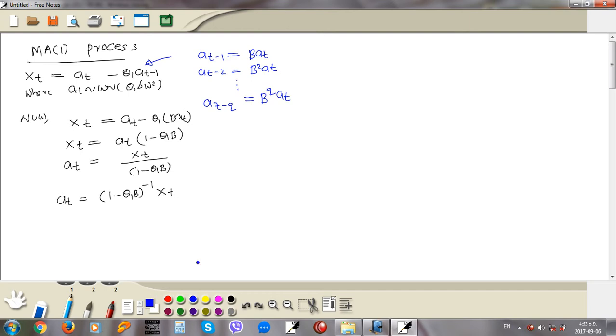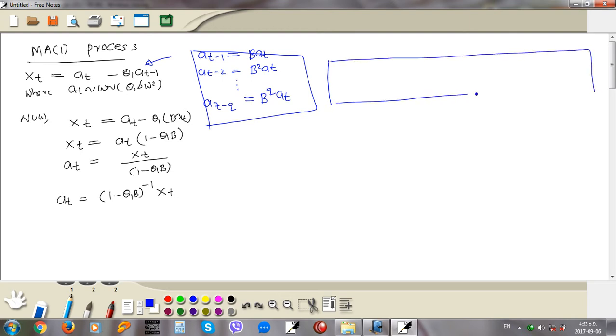There is another relation, right? These are mathematical relations. (1 minus x) inverse we can expand as 1 plus x plus x squared plus x cubed plus x to the power 4 plus up to infinity. That is the expansion. That is simple mathematics.